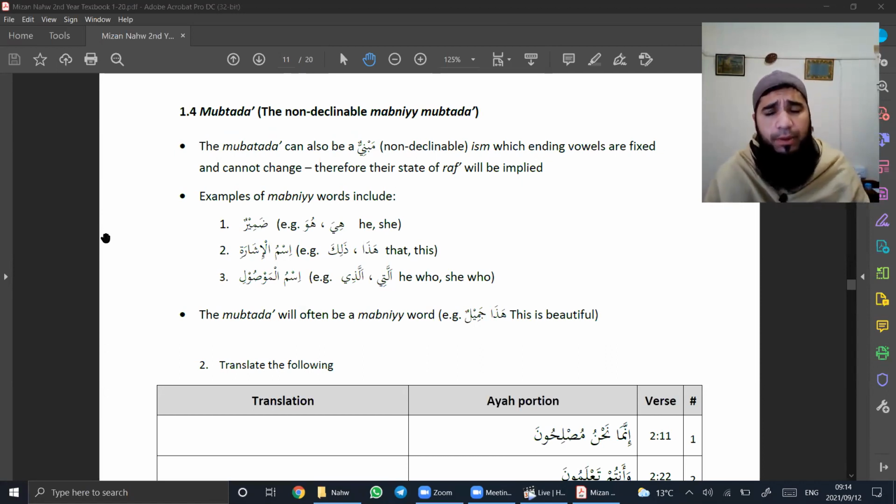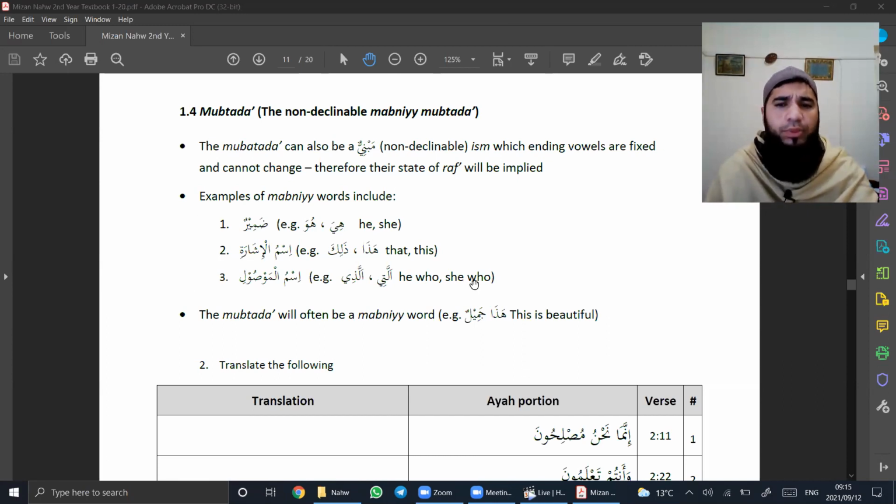And in that case, when it's mabni, the hal of rafa that it is in will not be explicit. You won't be able to see it by seeing a dhamma at the end of the word. Rather, it will be implied and we call that something else. We said we call that mahalli raf. Instead of saying it's fi halati raf, we would say it's fi mahalli raf.